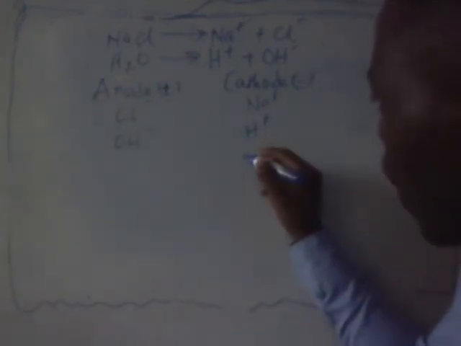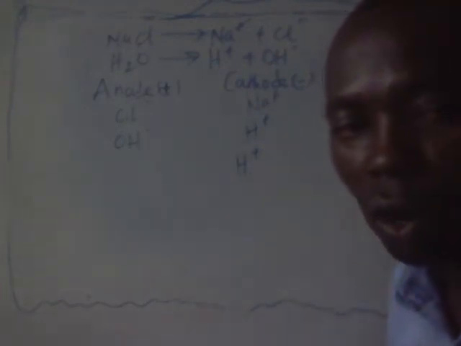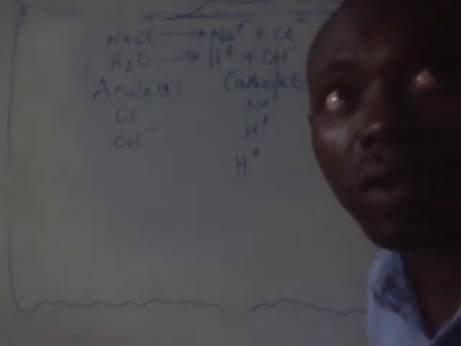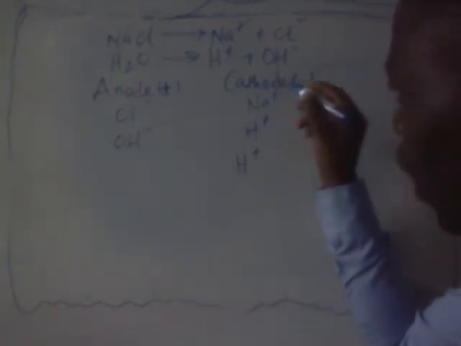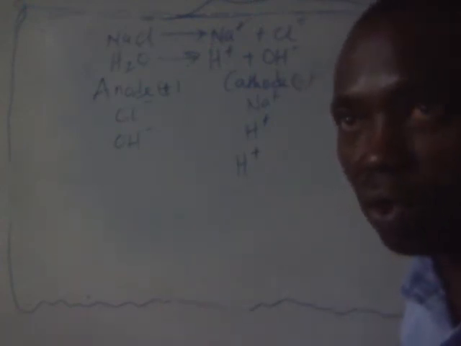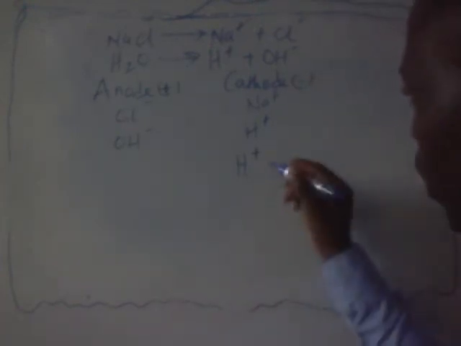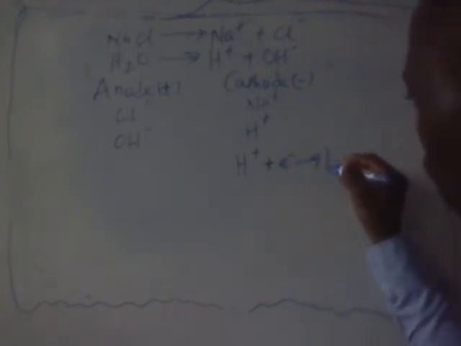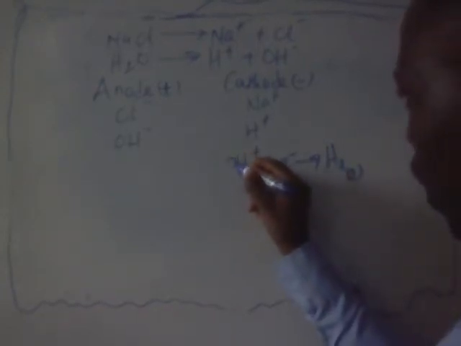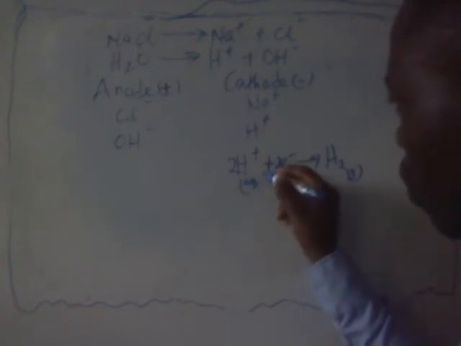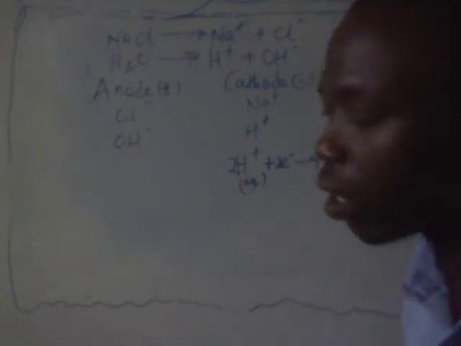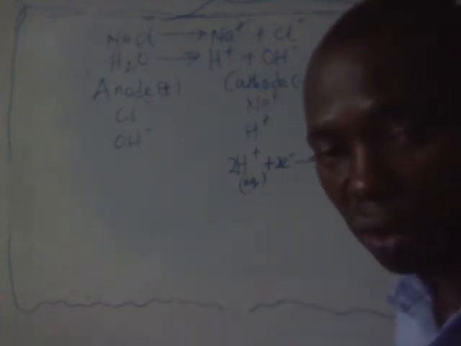So at the cathode, hydrogen ions will come out of the solution because they are below sodium ions. At the cathode we have gain of electrons. So the hydrogen ions will gain electrons at the cathode to form hydrogen gas. So we balance it, aqueous. Whenever hydrogen ions are kicked out of the solution, they turn out to be hydrogen gas. So the product obtained at the cathode is hydrogen gas.